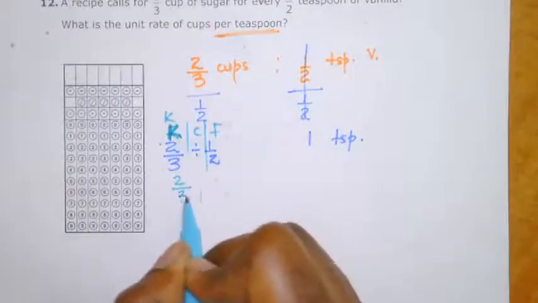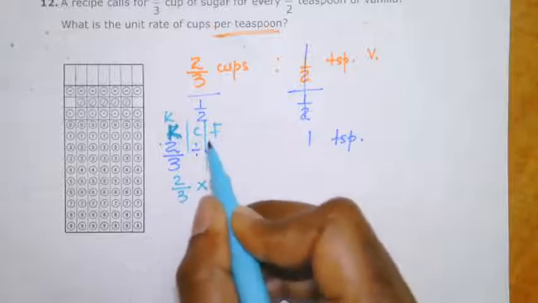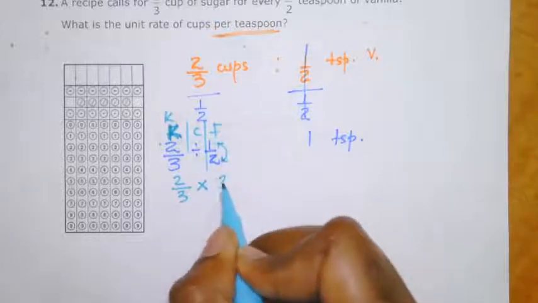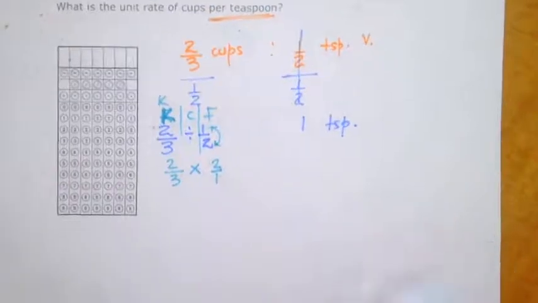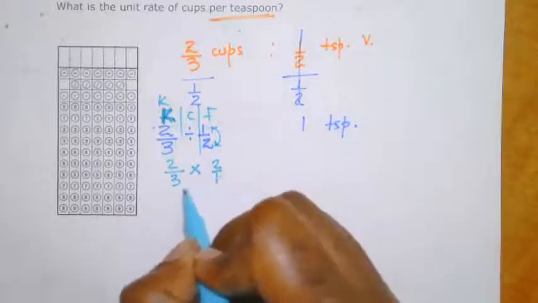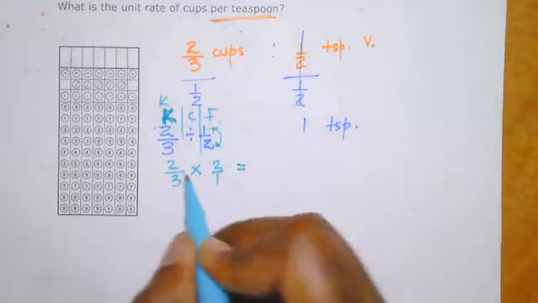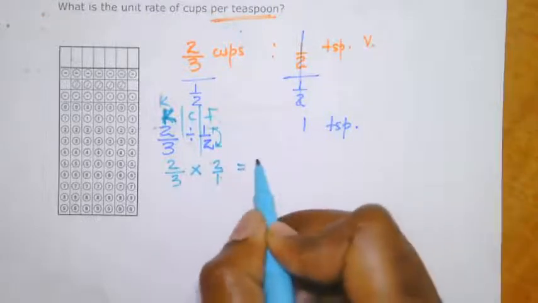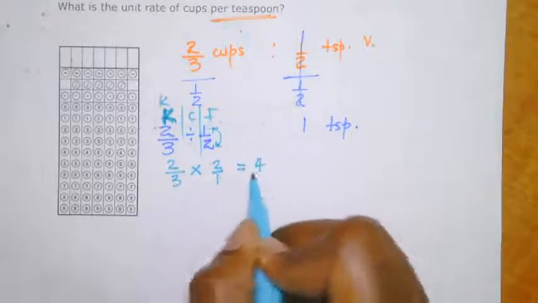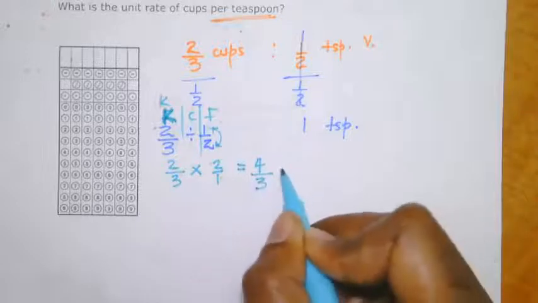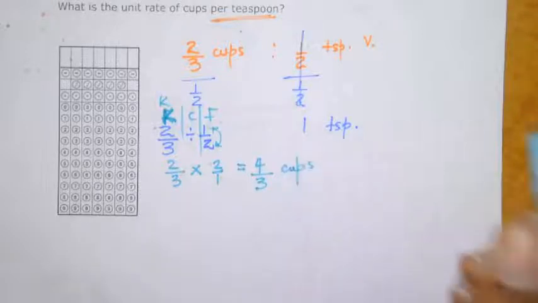So it's going to be 2/1. So we're multiplying. We can cancel this way or this way. So we multiply across. 2 times 2 gives us 4. And 3 times 1 is 3. So that means we'll need 4/3 cups for every 1 teaspoon of vanilla.